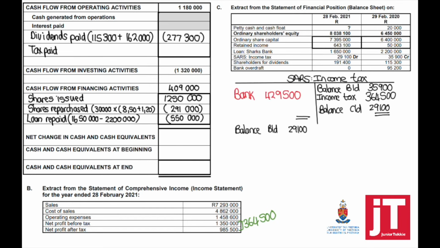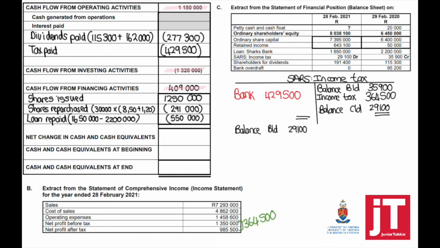To find out the tax paid, we're now going to add the credit side. This will be an outflow of cash. That's why it must be in brackets. Now, if you're doing your calculations on your cash flow statement and you're showing it here in brackets, you would simply say 35,900 plus 364,500 plus 29,100.